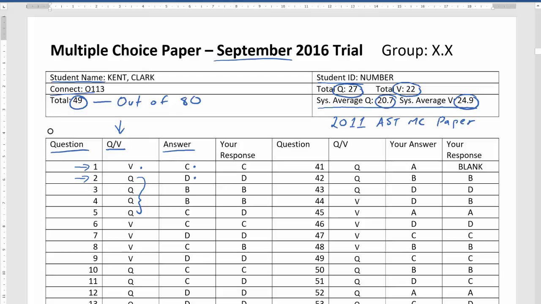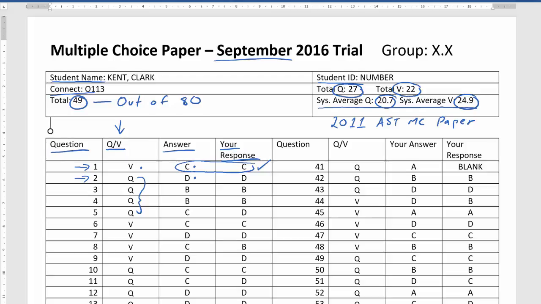The fourth column is your response. This is what you actually responded in the test. So what I see a lot of students do when they get these back is that they start to highlight the questions that they got correct and the questions that they got incorrect. And that's really important because what that enables you to do is start to establish an understanding of the types of questions in the AST that you are skilled at and the types of questions in the AST that you need more practice in.